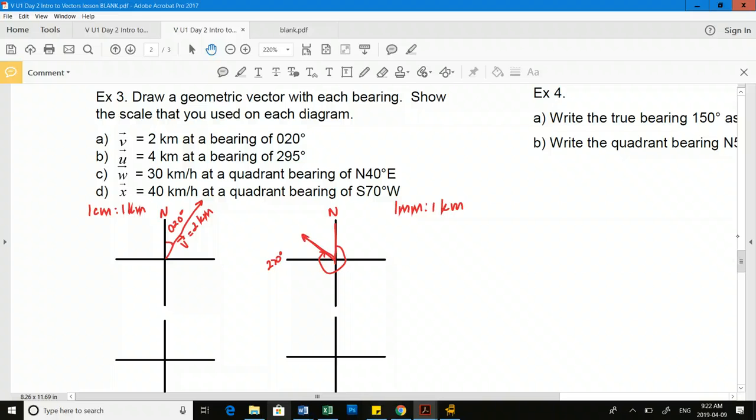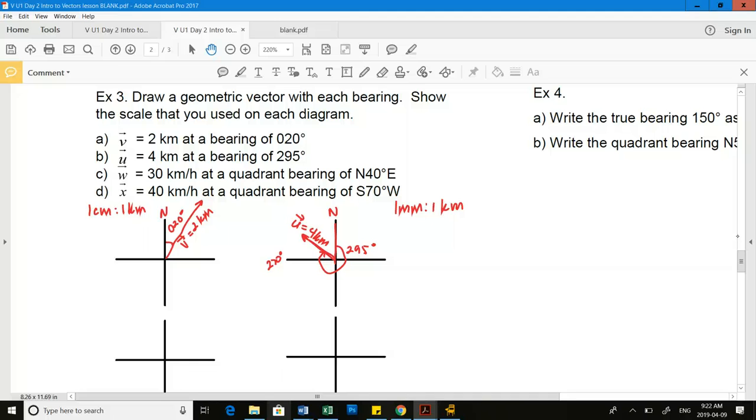That's the direction. And then we want to label this as vector u. That was a bad u. Vector u equaling 4 kilometers. And then you can label the angle as 295. Because it's called u in part B, it's the name of the vector.